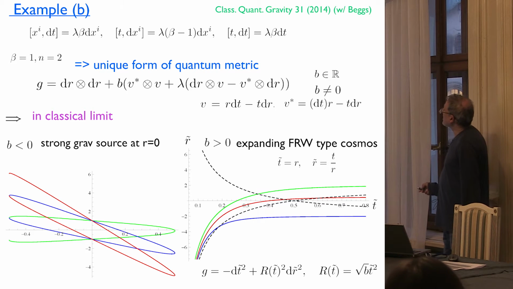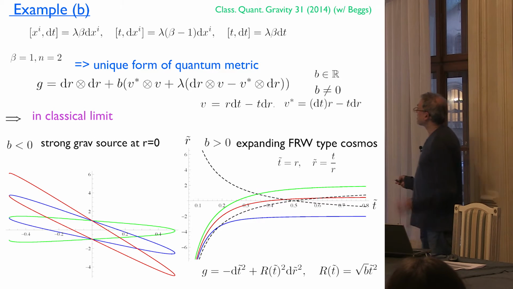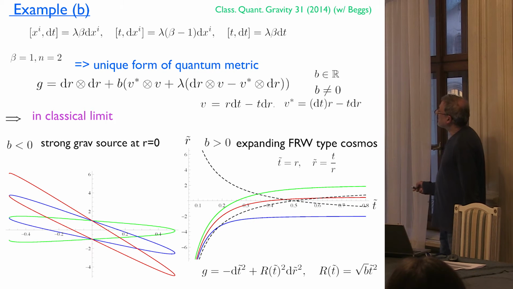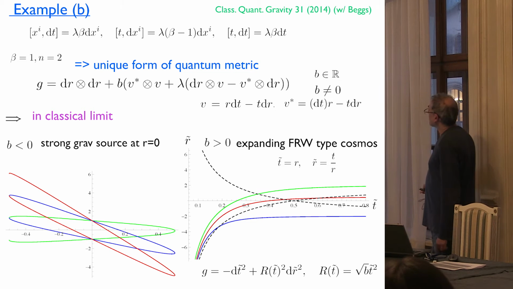And in the classical limit, this metric is a certain conformally flat metric with a Ricci singularity. If b is less than 0, then the geometry of this metric corresponds to a very strong source at the origin. And they are plotted some geodesics. These geodesics sort of oscillate. Well, they don't oscillate. They go from this point all the way back to this point here. I mean, you could continue them. But they correspond to a very strong attractive force at the origin from the Ricci curvature.